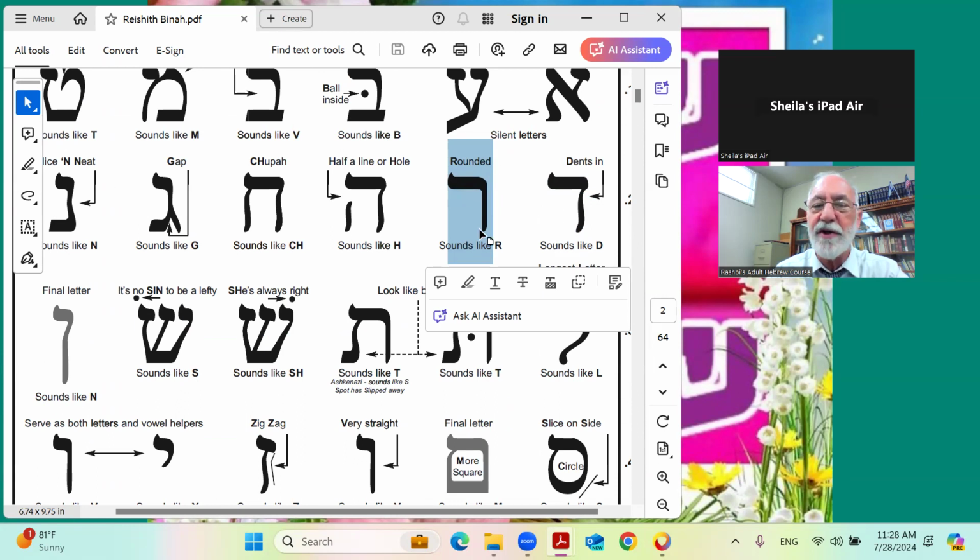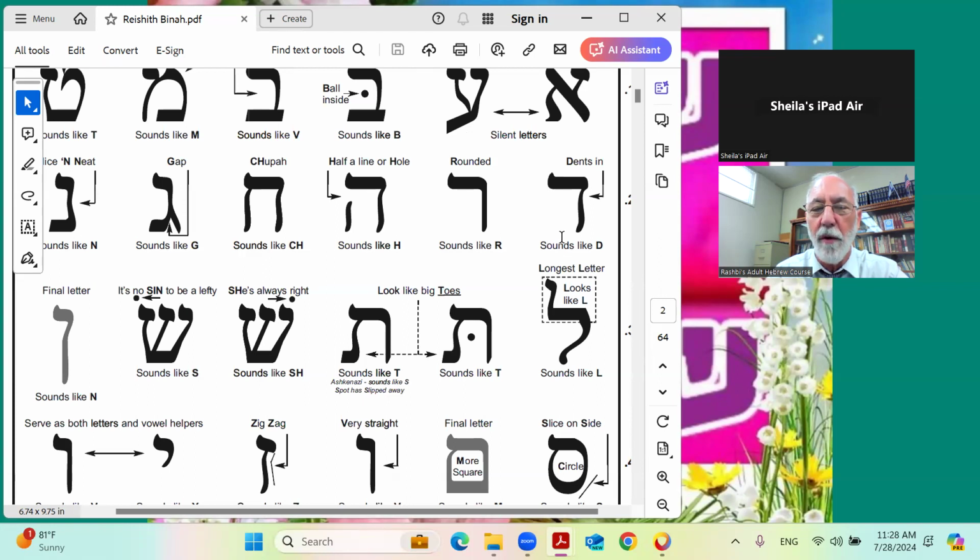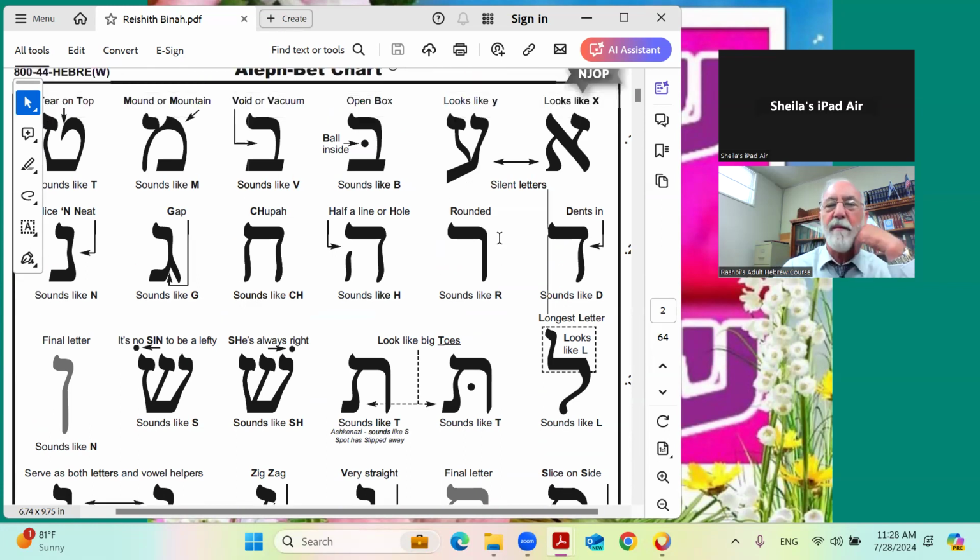So this is one stroke. The resh, the R, is one stroke. The dalet, the duh, is two strokes. One, two, or one, two. Rounded, one stroke. All right. Any questions, comments?